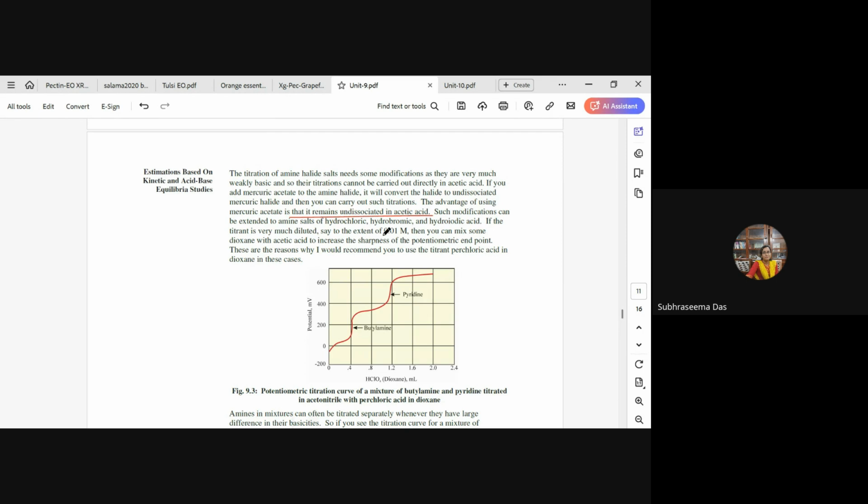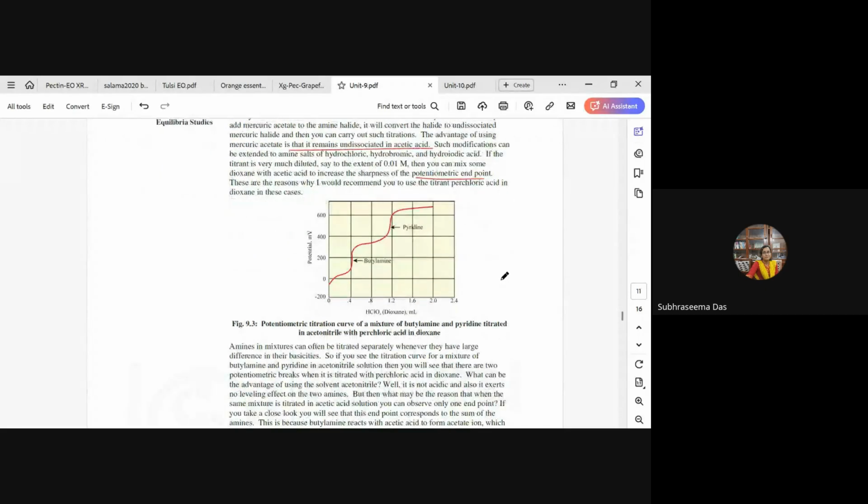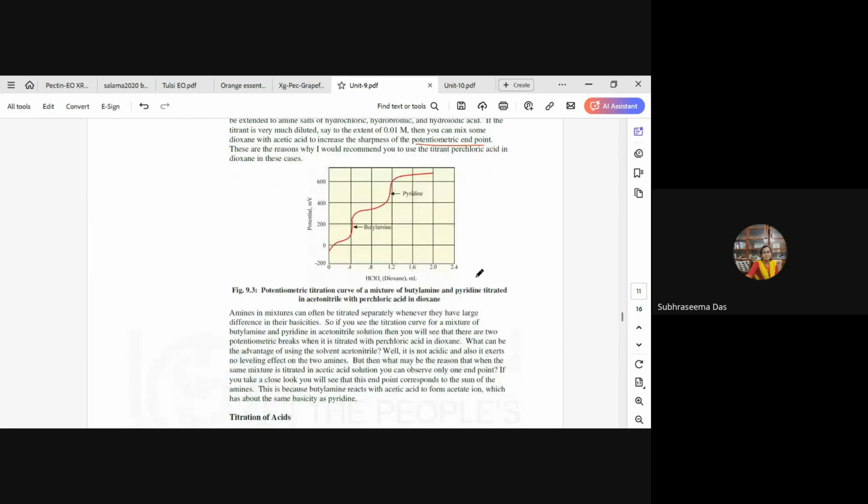If the titrant is very dilute, then we can also mix some dioxane to increase the sharpness of the potentiometric endpoint. That is why in most cases, perchloric acid in dioxane is used when amine halides are titrated. In figure 9.3, we can see a potentiometric titration curve.